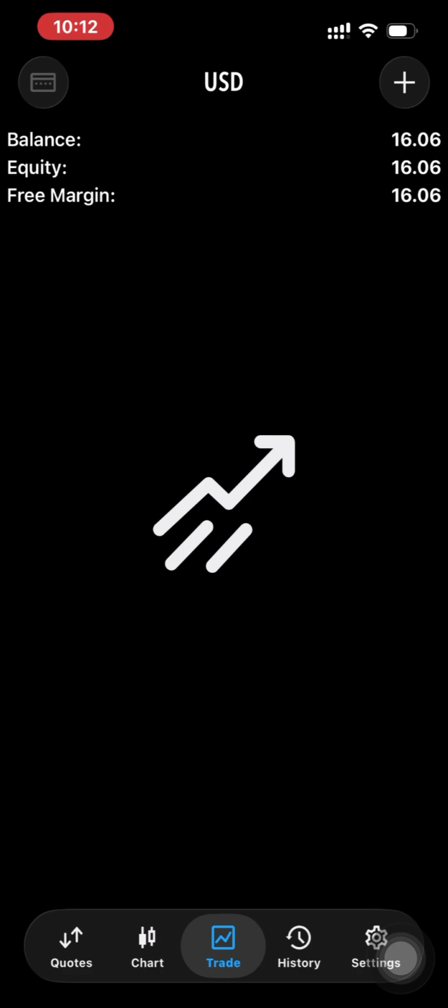So our total is now 16.06. So yeah, and let us look for some more instruments that we can capitalize on. So remember guys, we only had 72 cents in this account. Now we at 16.06.